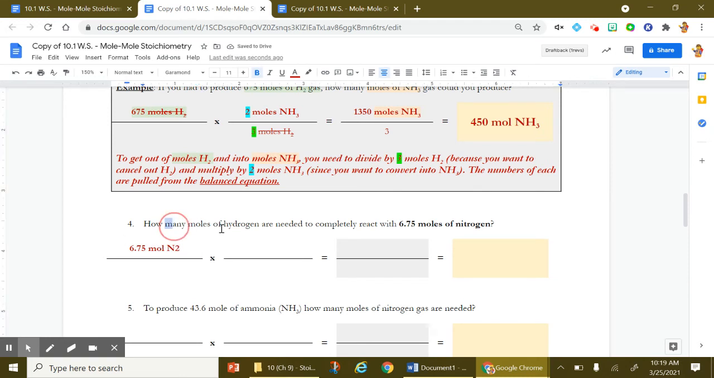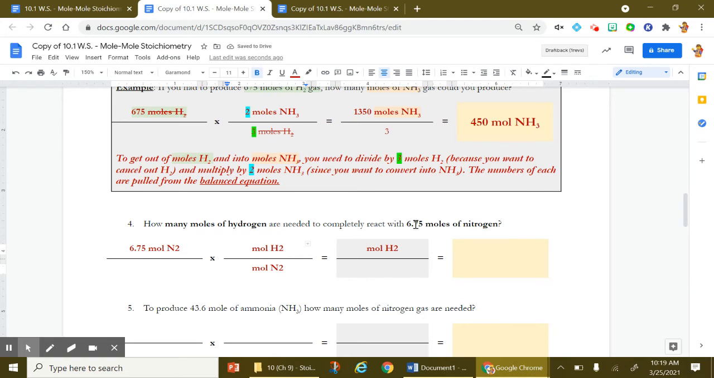And I want to know how many moles of hydrogen are produced. So I'm converting this into moles hydrogen. All right, remember it's diatomic, so I put it H2. In fact, nitrogen's diatomic as well, so I put that as N2. Okay, so I want to get out of these moles of nitrogen and figure out how many moles of hydrogen are needed. So to get out of moles of nitrogen, I'm going to put it on the bottom. Bam, I want to get out of moles of nitrogen. And I want to convert it into moles of hydrogen. So moles of hydrogen go on top.